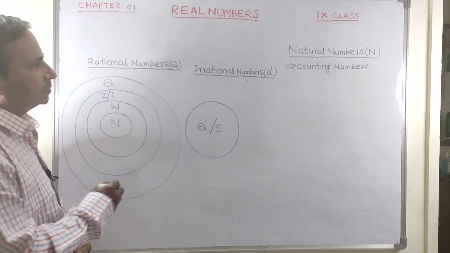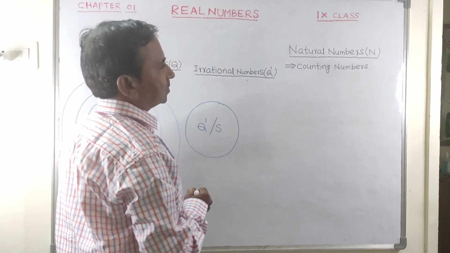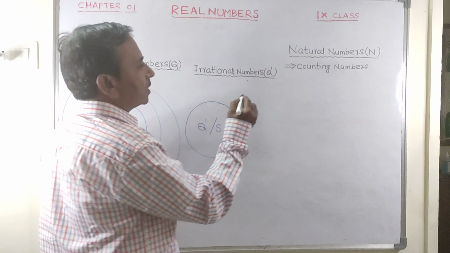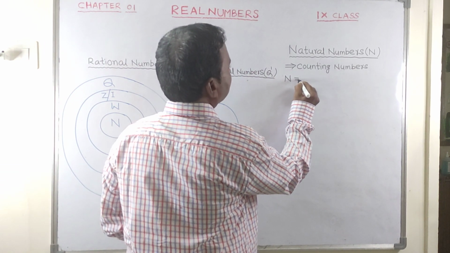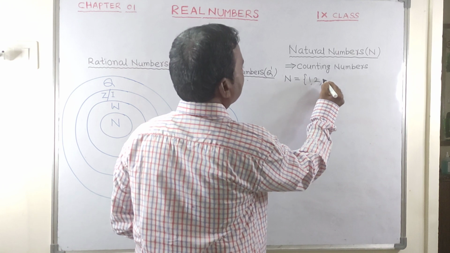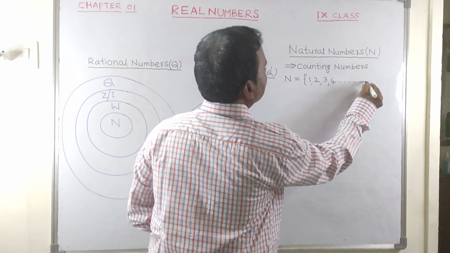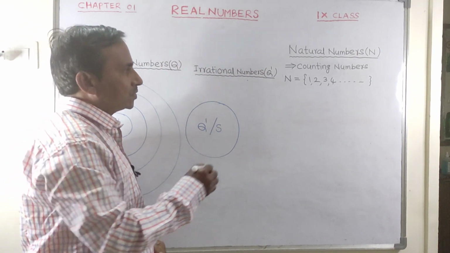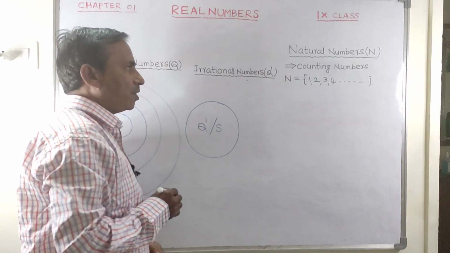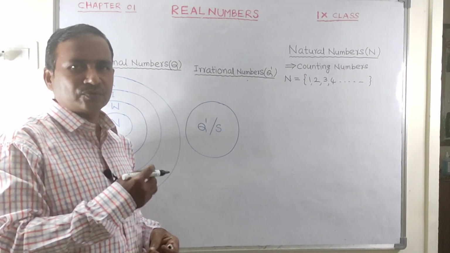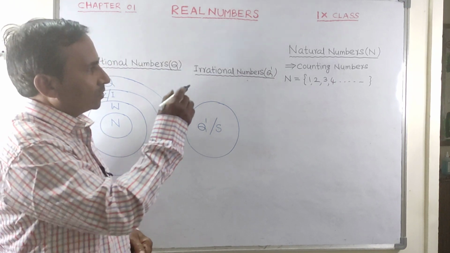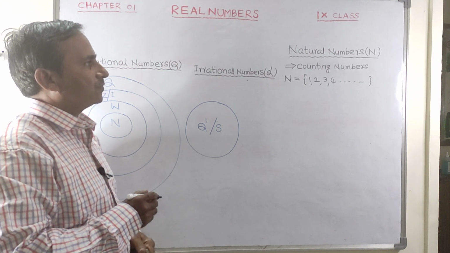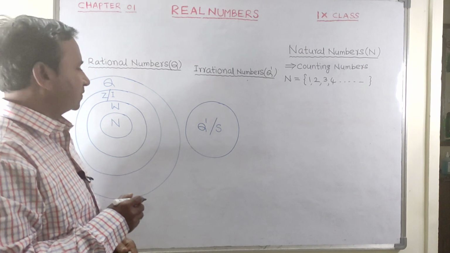N stands for natural numbers. Natural numbers are also called counting numbers. The numbers which start from 1 are called natural numbers, like 1, 2, 3, 4, and so on up to infinity. Why are these called counting numbers? To count any objects we start from 1: 1, 2, 3, 4, like that we count. So these numbers are also called counting numbers. This is the first type of numbers we have already discussed in our previous classes.